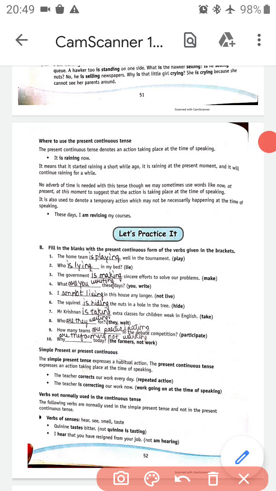Present continuous tense is used when you refer to a temporary situation or when you wish to emphasize something. For example, some examples are given over. Where to use the present continuous tense? We will study this. The present continuous denotes an action taking place at the time of speaking.